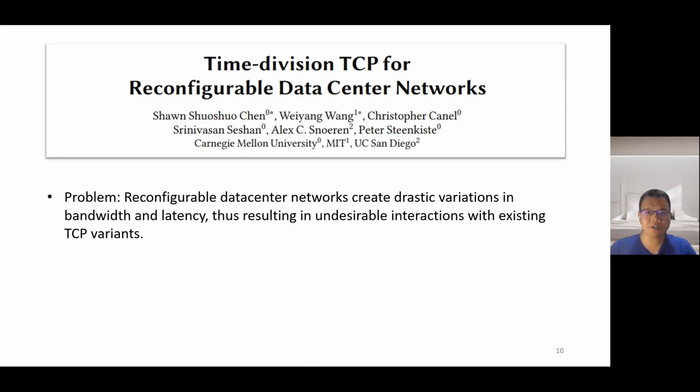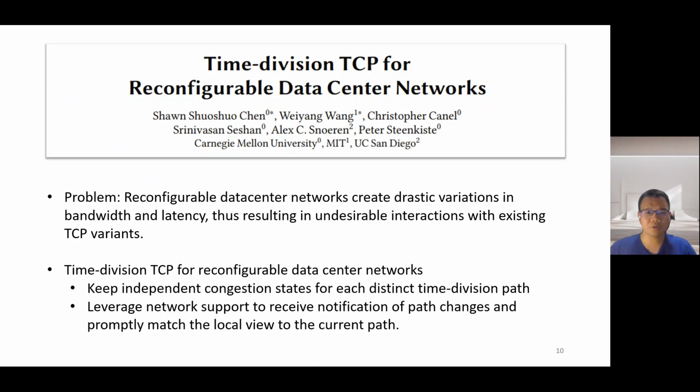Such drastic variation in network conditions really confuses existing TCP variants. To solve this problem, the authors proposed time division TCP for reconfigurable data center networks. This work has two main ideas. First, it keeps independent congestion state for each distinct time division path. Second, after a circuit reconfiguration, TCP leverages network support to receive the notification of the path change, and then quickly matches the local view to the current path.